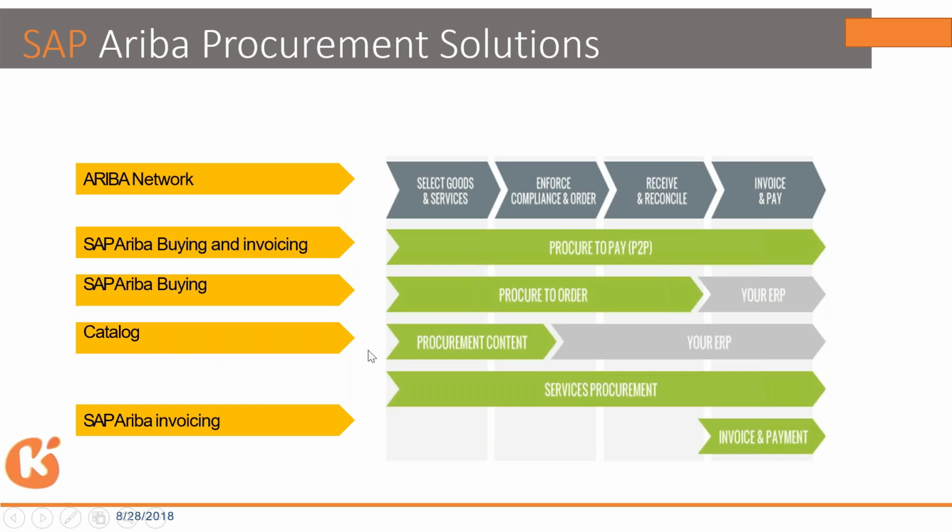If I just want to carry out the catalog operation, it means that if I just want to proceed with supplier collaboration or supplier network catalogs, I can proceed with this procurement content, where I will be just focusing on SAP Ariba sourcing operation.